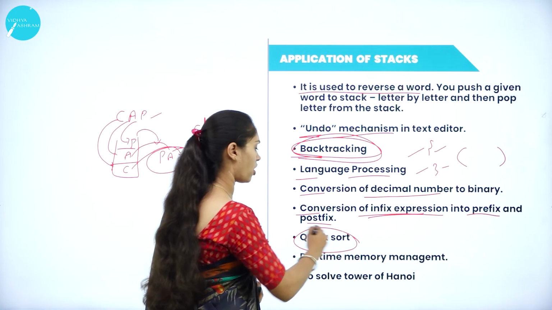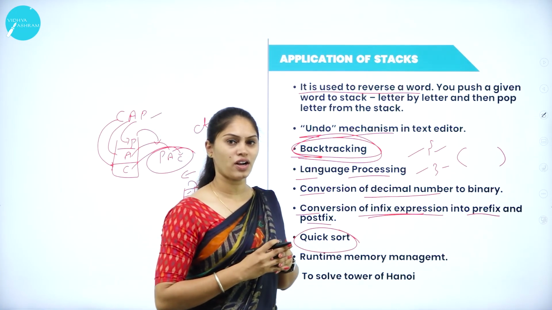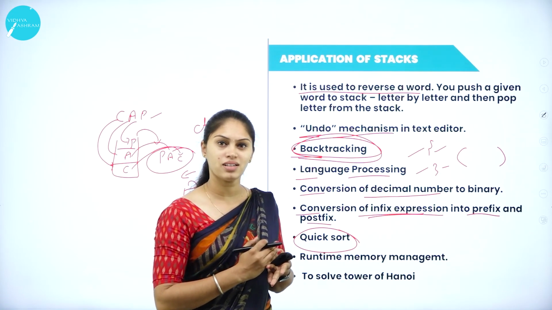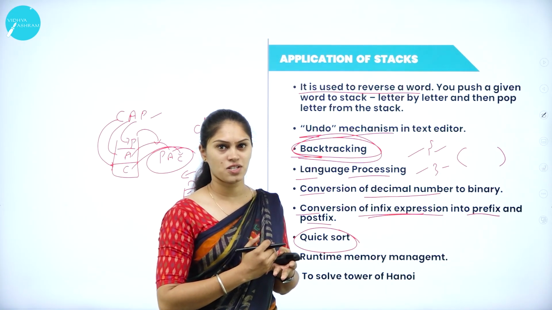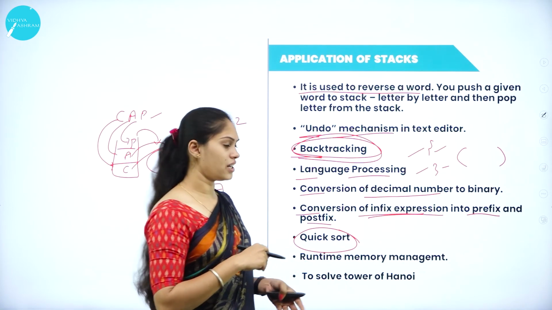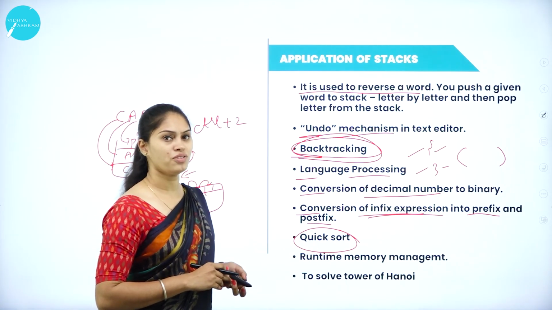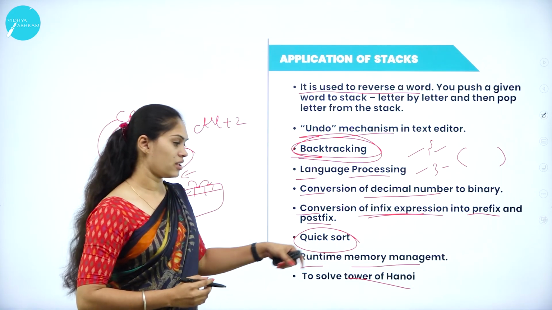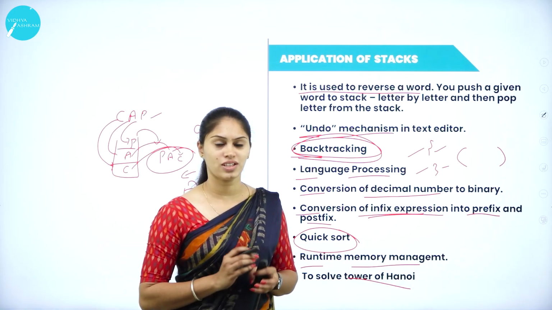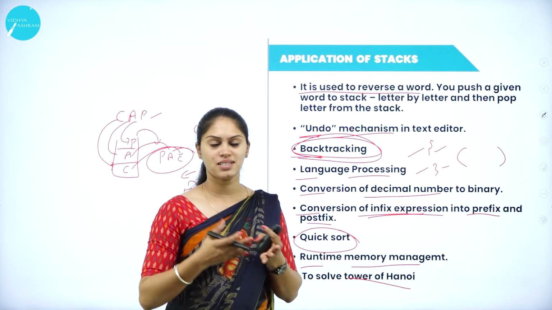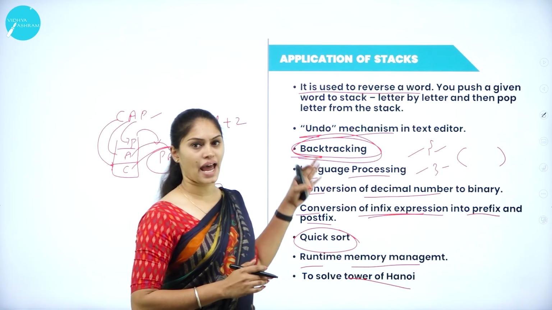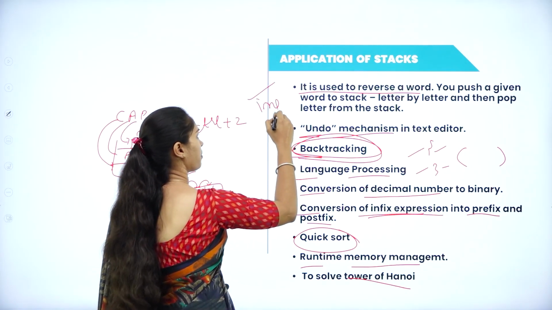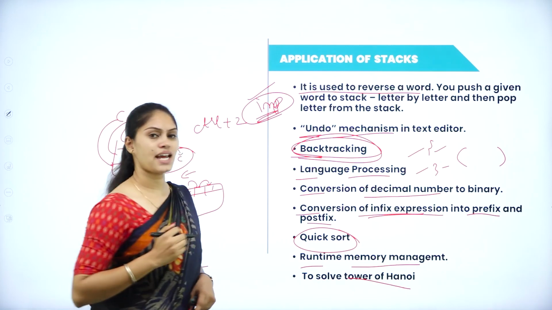And for quick sort, we know for sorting we have several methods: quick sort, shell sort, and we have merge sort, and I have discussed the insertion sort. When it comes to quick sort, there also we are going to use the concept of stacks, and also runtime memory management, and mainly to solve the Tower of Hanoi. So these are the applications where there is a possibility of using the stack concept. And this is also a very important question: just mention the applications of stacks.